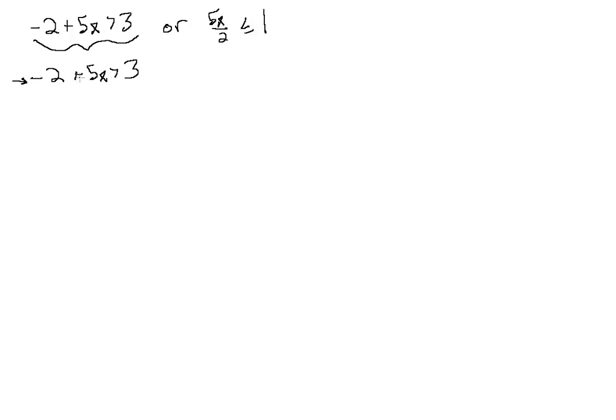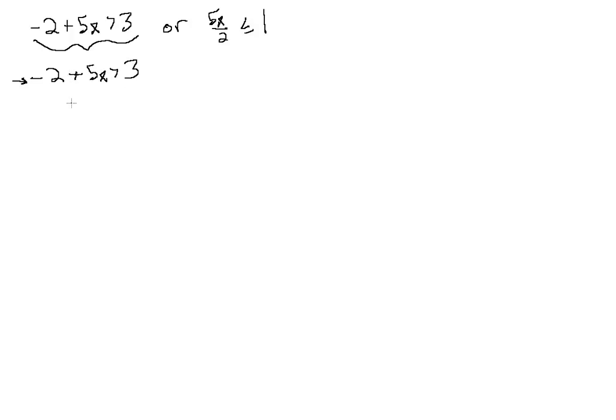Let's take a look at the compound inequality. Minus 2 plus 5x is greater than 3, or 5x over 2 is less than or equal to 1. All right, so let's go ahead and deal with these individually. So we have minus 2 plus 5x is greater than 3. We're going to deal with this one first.